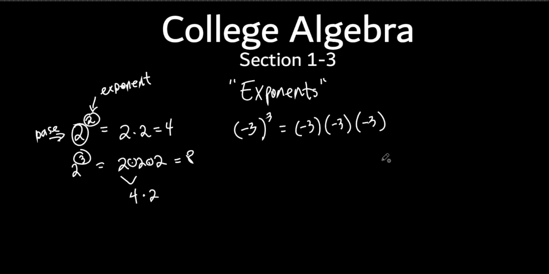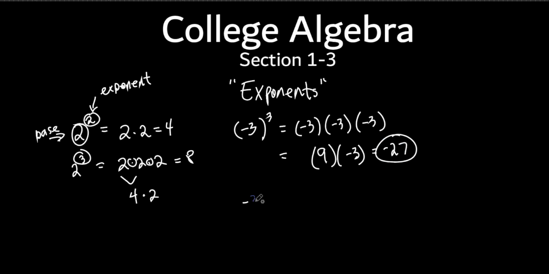Everybody see that? All right. So what's negative 3 times negative 3? It's positive 9, right? And what's positive 9 times another negative 3? It's a negative 27, okay?